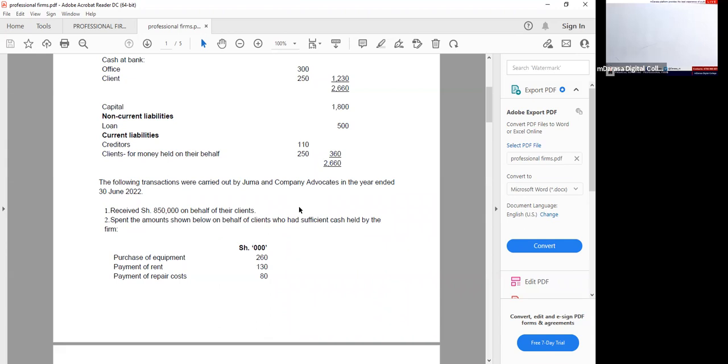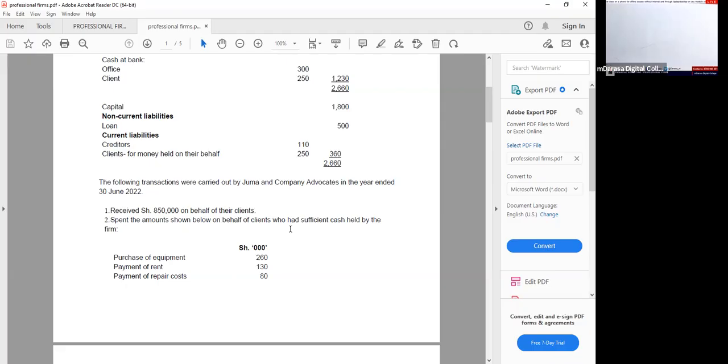Very key to understand. Note 2, we are told that I spent the amounts shown below on behalf of the clients who had sufficient cash held by the firm. It means that they had what? They had a sufficient amount. So to record payments of expenses on behalf of clients with sufficient funds, we debit our clients account, clients column, and we credit our cash book account, clients column.